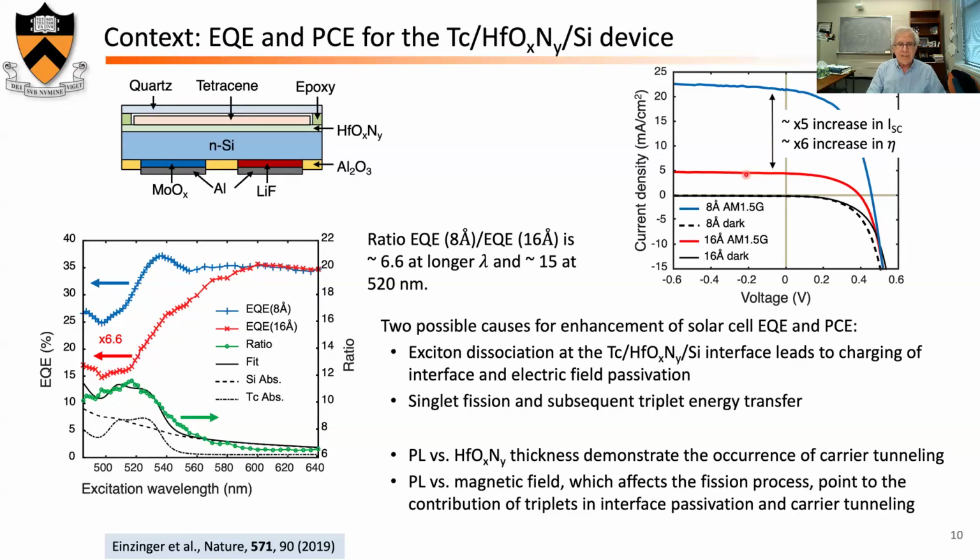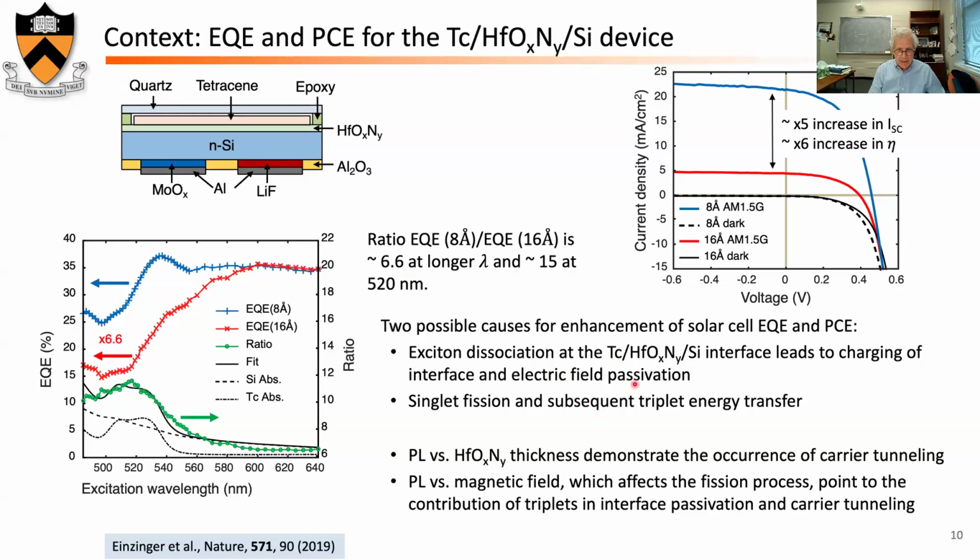So why all this? There are two possible causes for the enhancement of the solar cell EQE and efficiency. First, the exciton dissociation at the tetracene oxide interface leads to what is called electric passivation of the silicon, and therefore you have much less recombination in the silicon, or the singlet fission and subsequent triplet transfer into the silicon.